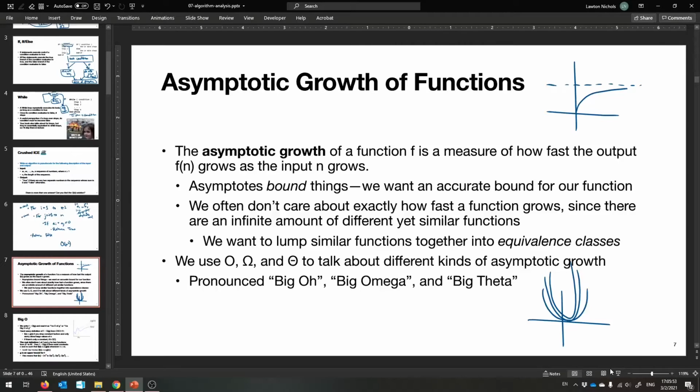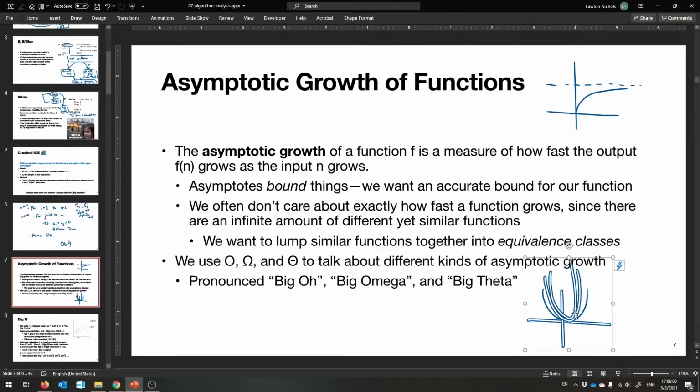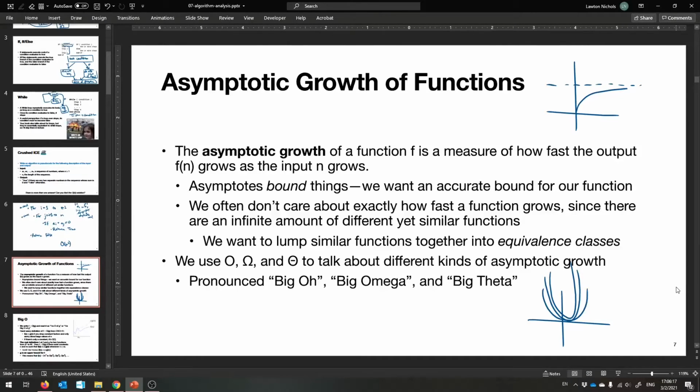We like to compare things, okay? There are an infinite amount of different yet similar functions, and we'd kind of like to lump them together. These are all essentially the same thing from our point of view as programmers. So what we do is we lump those similar functions together into, you guessed it, equivalence classes. And so we can treat them the same and look at them the same. And this is why I had to drag you through last lecture, talking about these things.